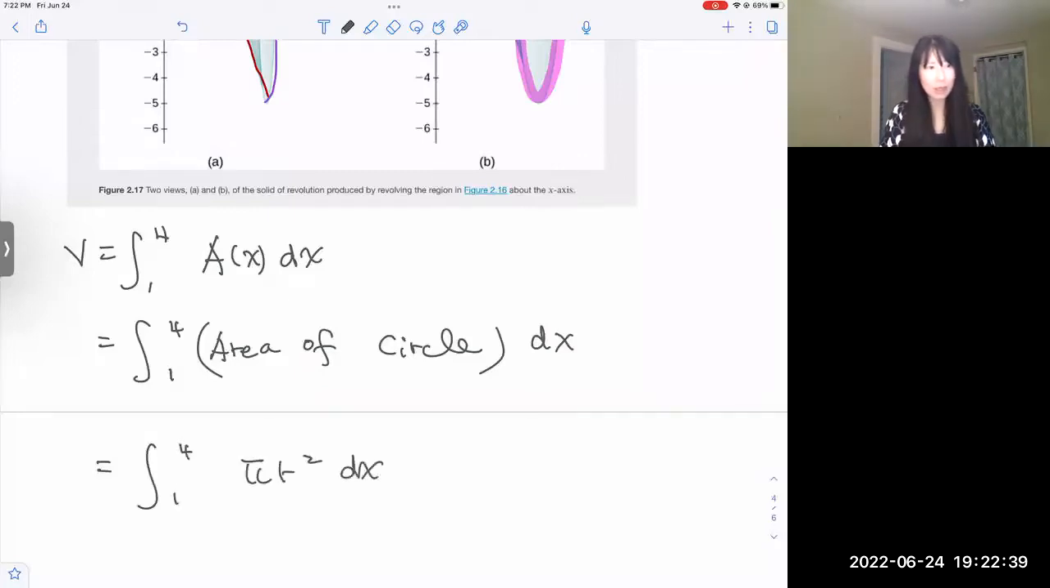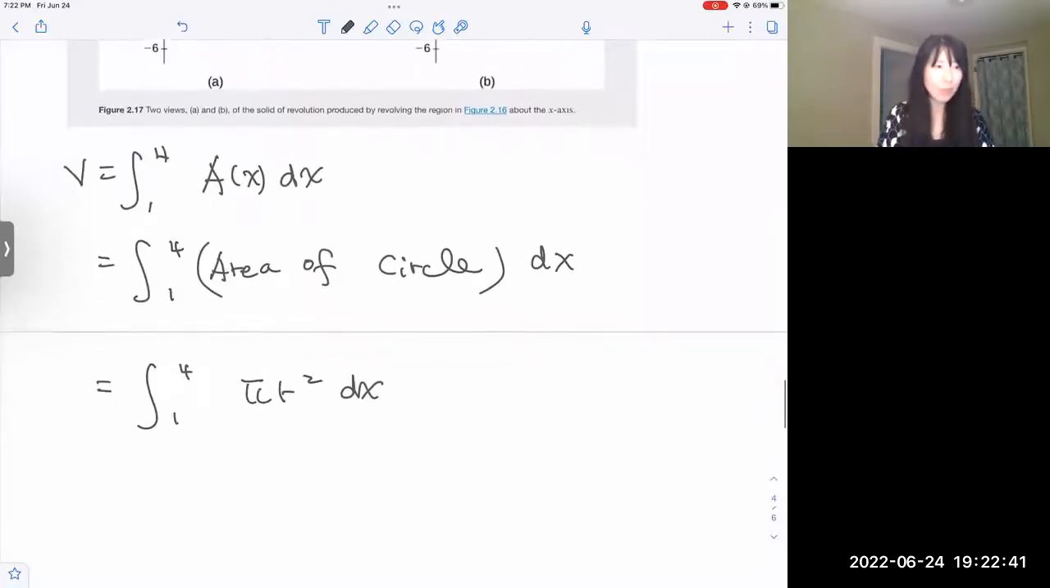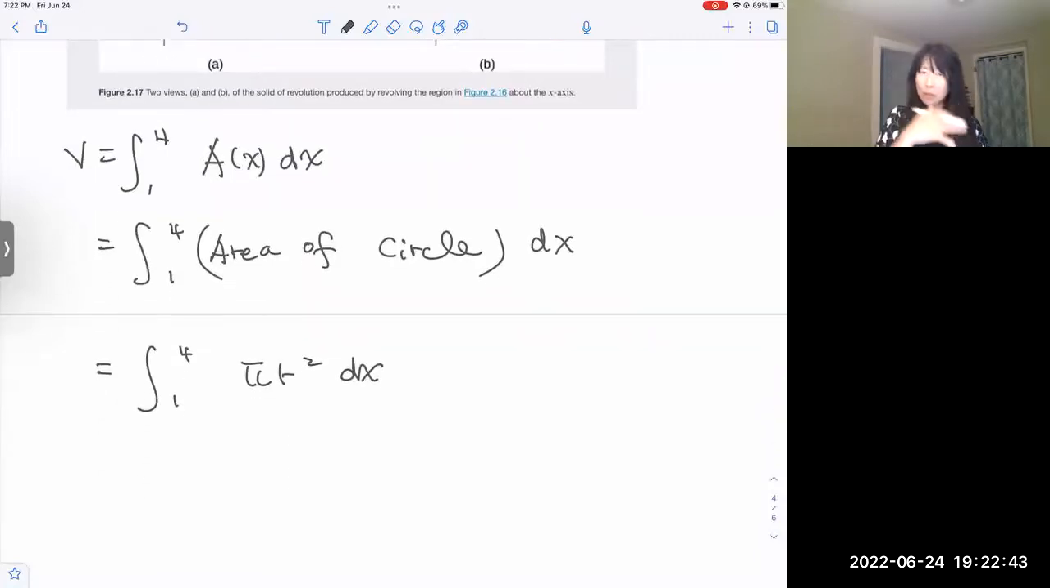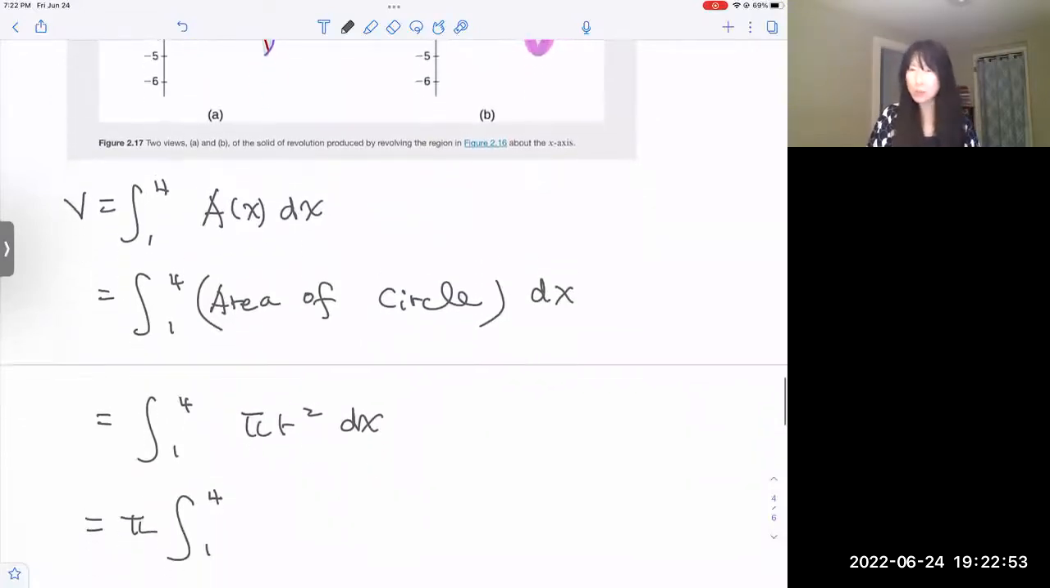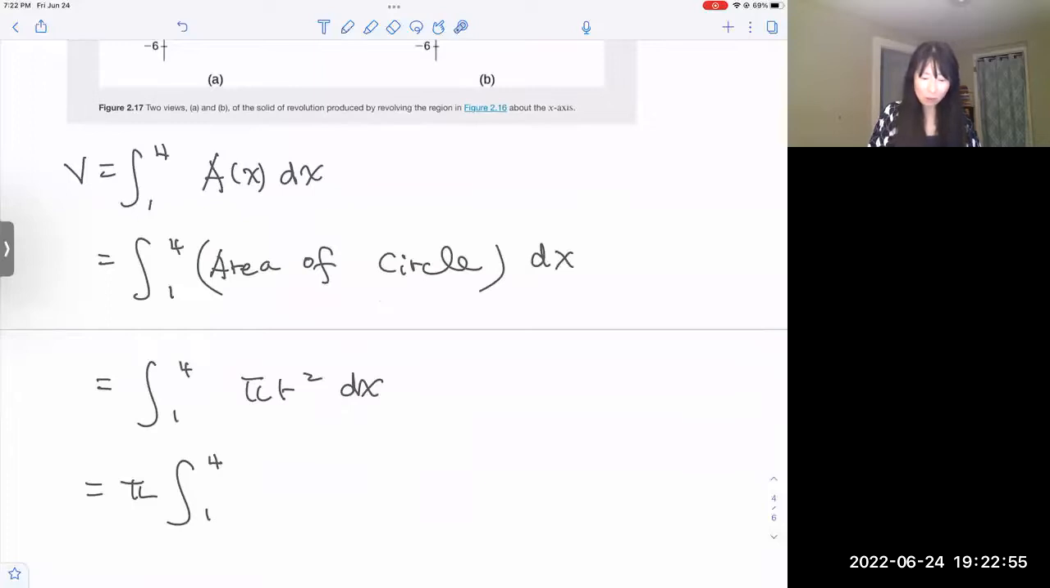Okay. Now, let's take out the pi. All right. From 1 to 4, r squared. Can you see that? We cannot use r squared because r is just a constant, right? We cannot have everything of pi r squared, right?